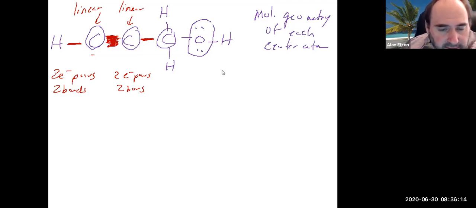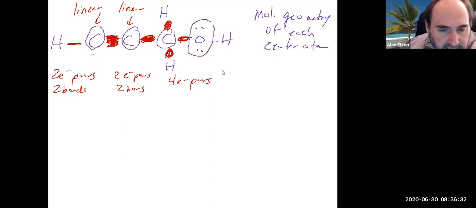Now, when we go to this carbon here, it has one electron pair here, two electron pairs, three electron pairs, and four electron pairs.